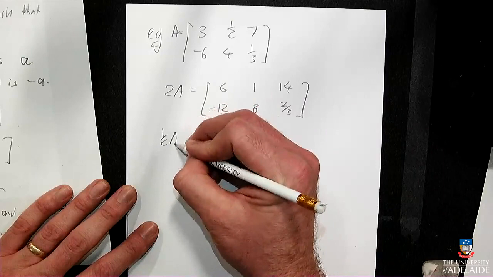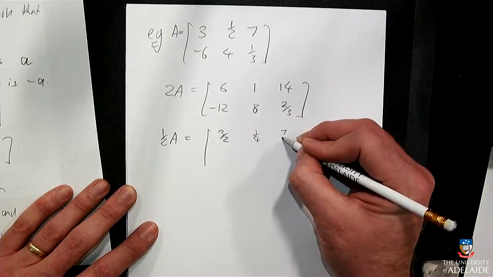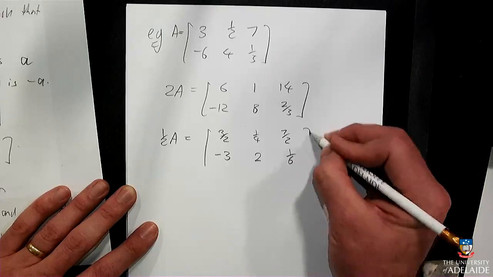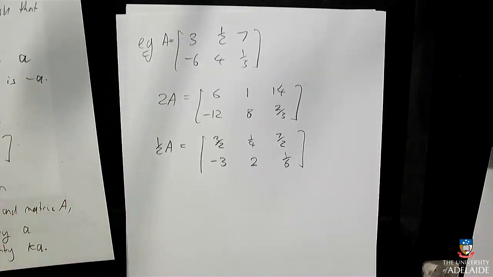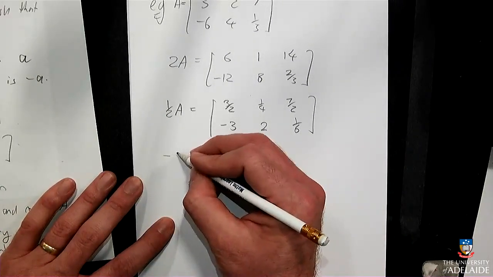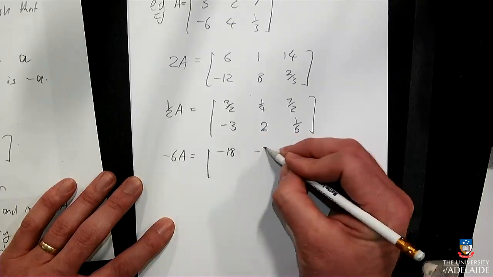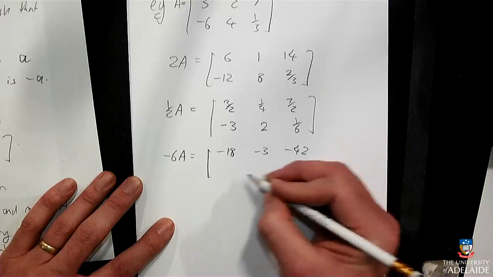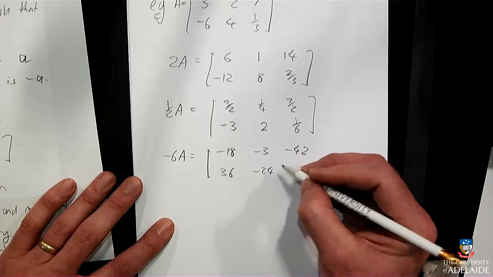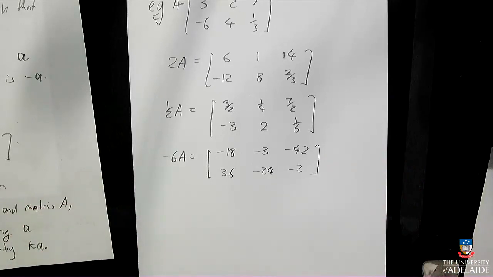And like a half A would be a half of 3, a half of 2, a half of 7, a half of 6, a half of 4, and a half of a third, which would be a sixth. So it works for fractions, it works for negatives. Minus 6A would be 3 times minus 6, a half times minus 6, 7 times minus 6, minus 6 times minus 6, which is plus 36, 4 times minus 6, minus 6, a third times minus 6. Okay? That's what it means.